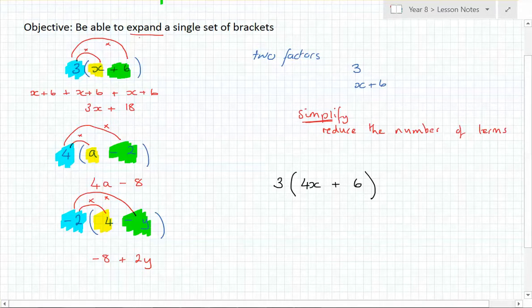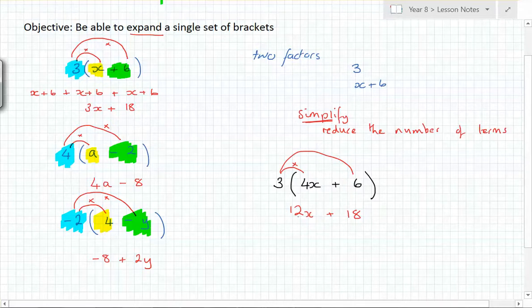Kian will do this one. It would be 3 times 4x, which makes 12x, plus 18. Easy. Right, any issues with that with anyone? So you know how to do these things before. 3 times 4x is 12x.